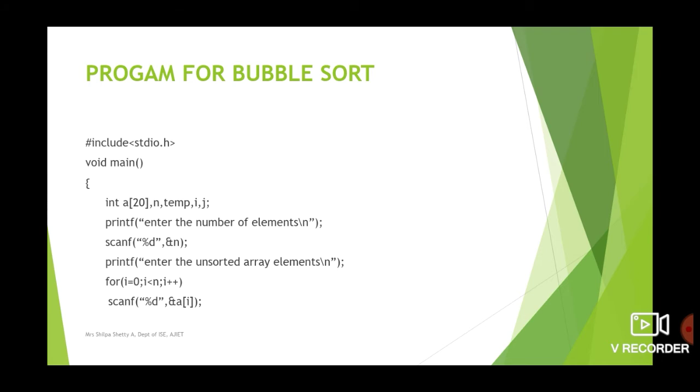So now that we have read the size of the array, let us read the elements of the array. That is, we will read the unsorted elements now. So printf, enter the unsorted array elements, and I already told you, in order to read elements to an array, we basically use a for loop. So that makes our task easier. So with one scanf, it is possible to read all the elements. So that's why we use a for loop.